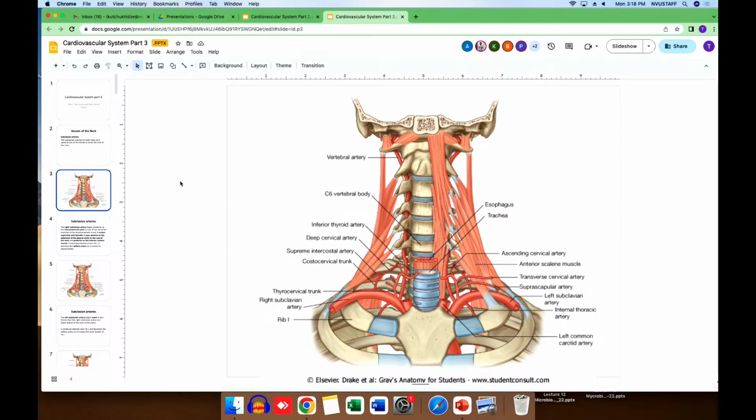So talking about the inferior thyroid artery, which is one of the branches, it is the superior continuation of our thyrocervical trunk. It is ascending anterior to the anterior scalene muscle, and then turns medially, crossing posterior to the carotid sheath and its content, and anterior to the vertebral artery, reaching the posterior surface of the thyroid gland, and it supplies the whole thyroid gland.